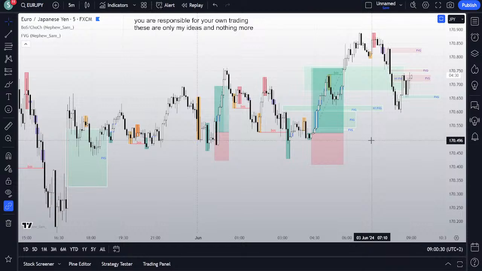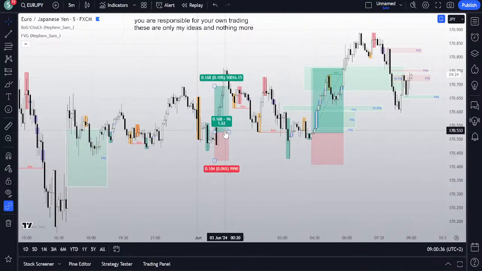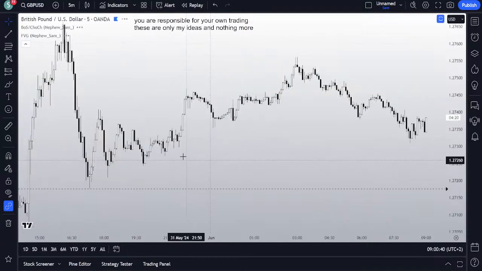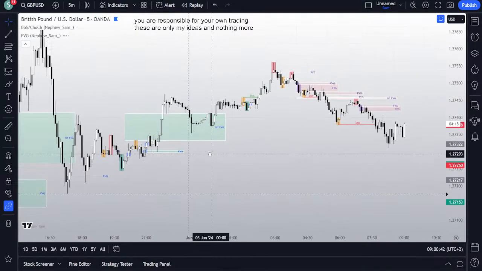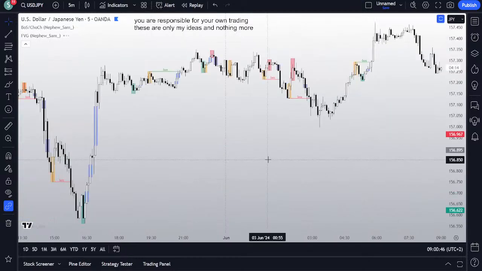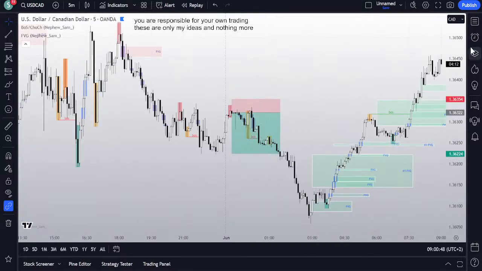Right. Okay. So, if I was looking for reverse here, these two are double. No, let's find another chart. Actually, I don't want to mess this one up. Let's actually find something completely different.